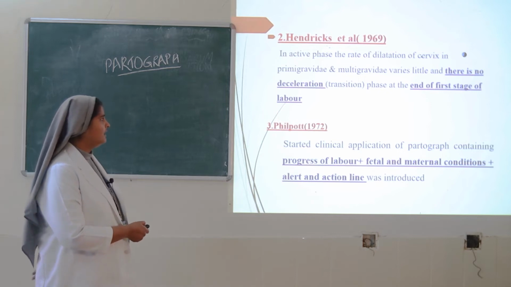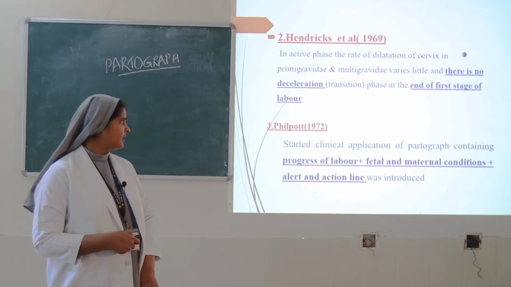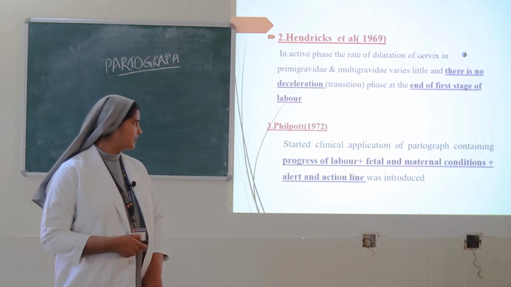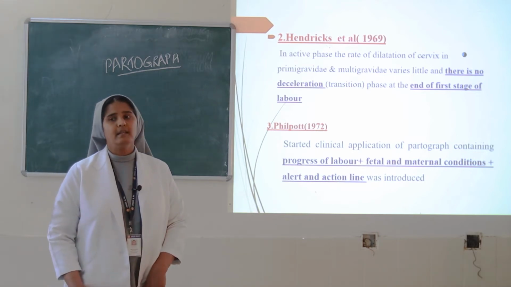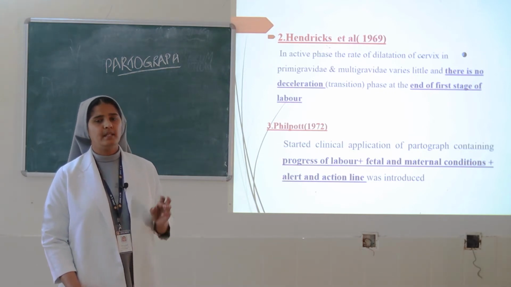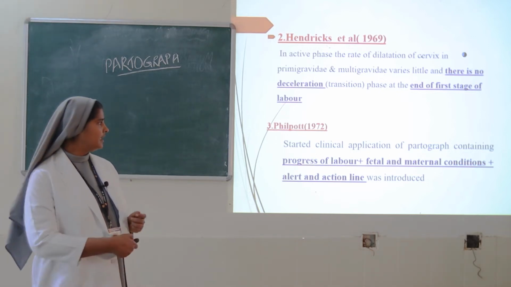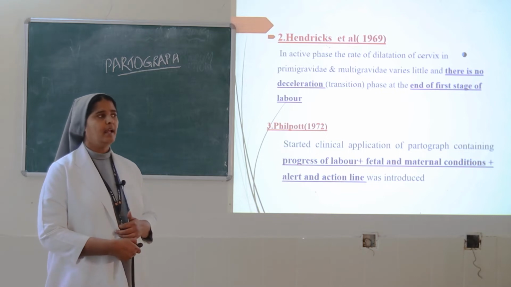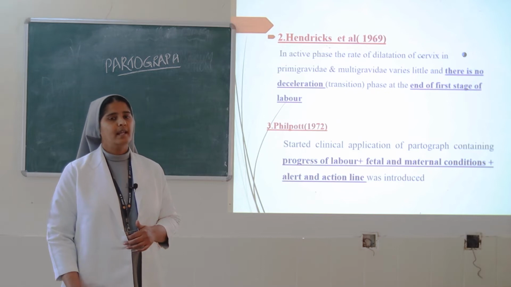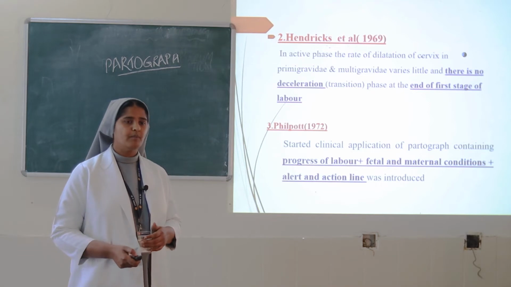And in 1972, Philpott explained the progress of labor and the fetal condition, maternal condition, alert and action line in the partograph. So in his partograph, he included all these 3 aspects. The first aspect is the progress of labor, then the fetal and the maternal condition, then the alert and action line. And this partograph was used in our labor room till 1994. This was the one we were previously using in our labor room.